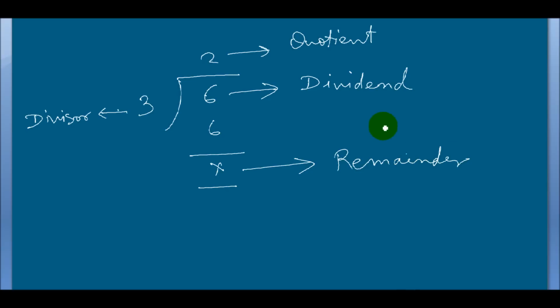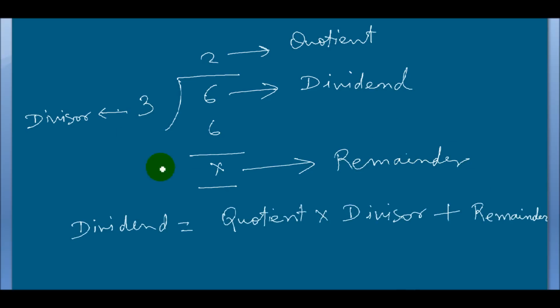Okay, so we can write this statement: dividend equal to quotient into divisor. That means this and this will be multiplied and remainder will be added. So here we are going to learn the property of division.